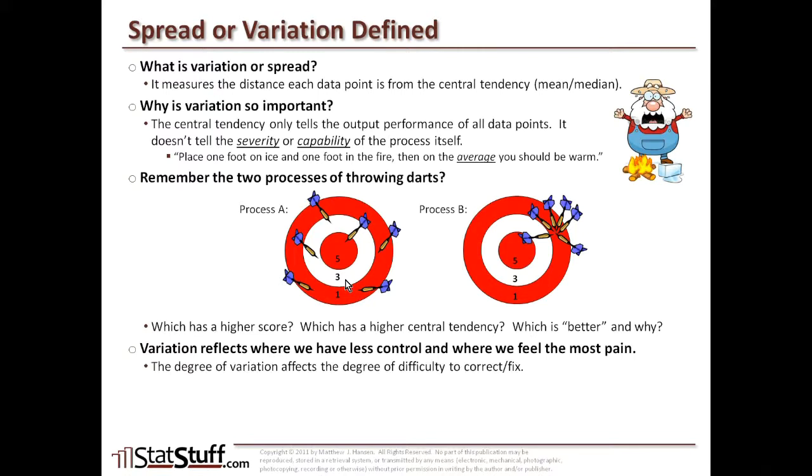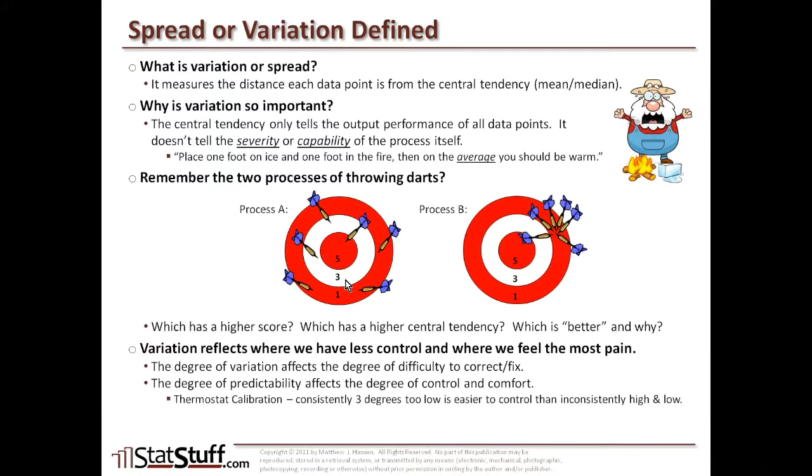So the degree of variation that we feel affects the degree of difficulty of trying to correct or fix that variation, again, that pain point that we're feeling. As well, the degree of predictability affects the degree of control and comfort that we might be feeling. If you recall, we had an example before of the thermostat calibration. If you had a thermostat in your house where you're trying to control the temperature, you might see that there's two ways you can have it. One that has no variation, where your thermostat is consistently 3 degrees too low from what you've set it to. That's a whole lot easier to control if you were to make some sort of fix compared to setting your thermostat in.